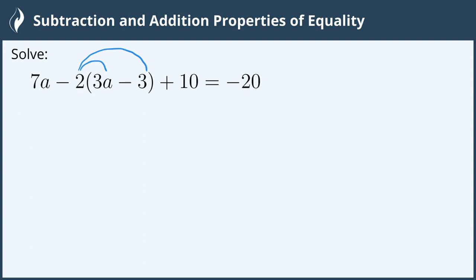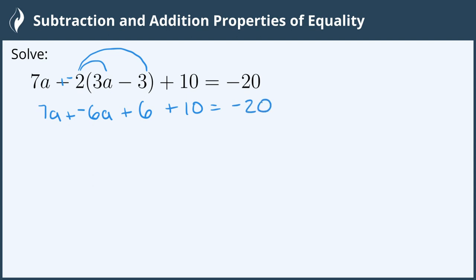So we are going to add the opposite so that we distribute a negative 2 here and copy everything down exactly the same because we haven't done anything else there. Negative 2 times 3a gives us negative 6a. Negative 2 times negative 3 gives us positive 6, and everything else remains the same.